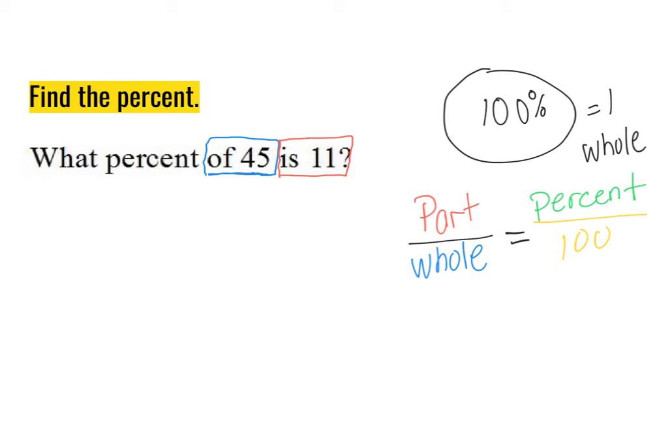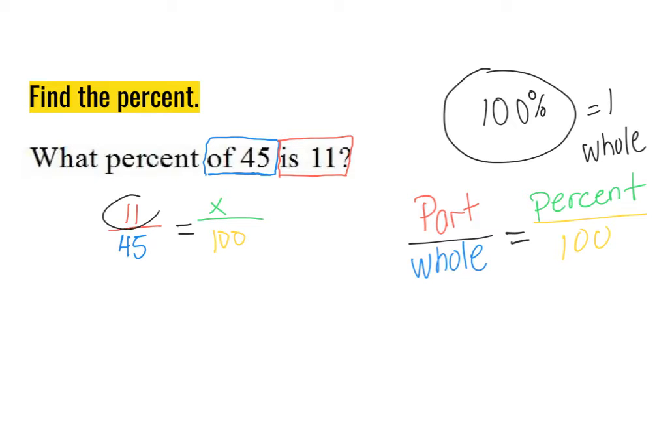So if I'm reading this problem, what percent of 45 is 11, I can set up a proportion to solve for the percent. So I could say the part, which is 11, over 45, which is the whole, is going to equal the percent. I don't know what the percent is, so I'm just going to use a variable, my unknown, and then always over 100 because your percentage is usually out of 100%, just like your test. So then once you have that, you can set up a proportion.